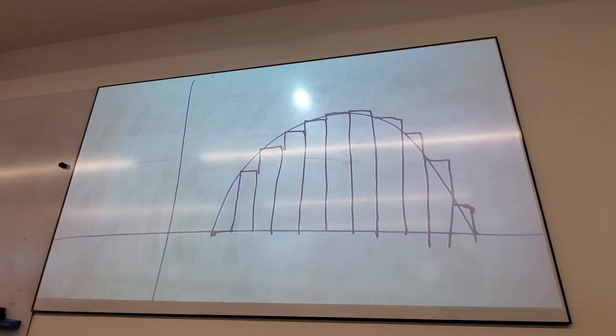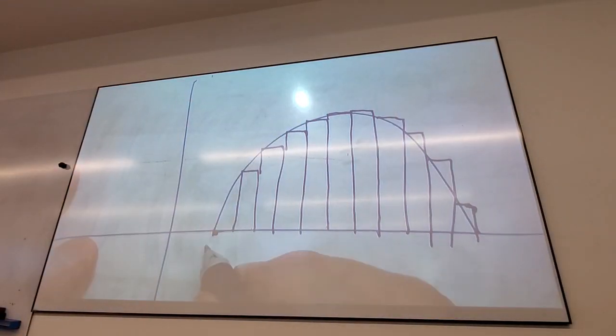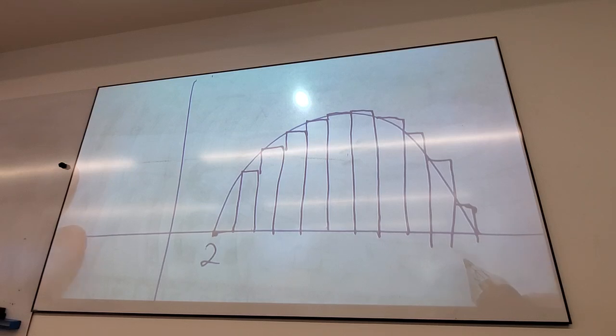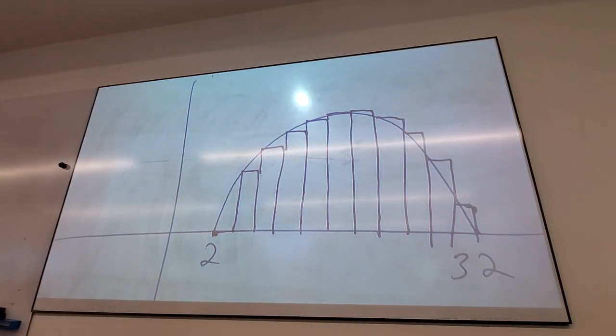10? Okay. So if my parabola went from 2 to 32, can anyone tell me how wide each rectangle should be? 3. Does that make sense? I have 10 rectangles, and I want them to go how far? 30. So I would make each one of them have a width of 3. So I'm determining the physical characteristics of the rectangles according to the function I'm trying to approximate, which only makes sense. How would I make my approximation better?